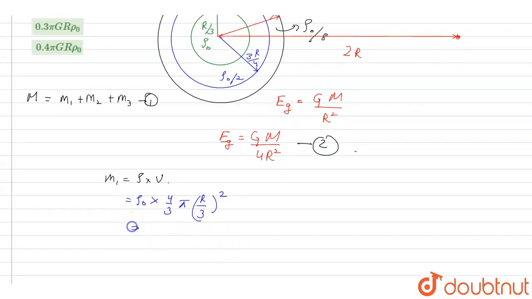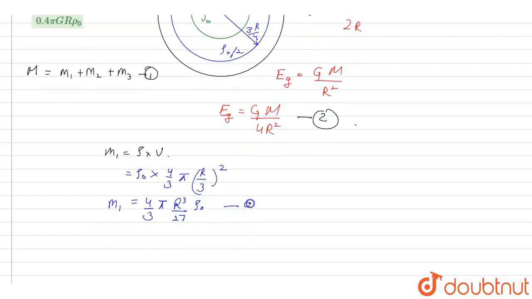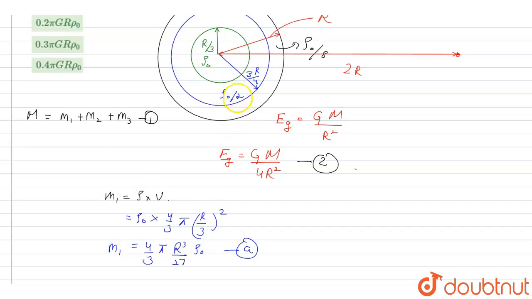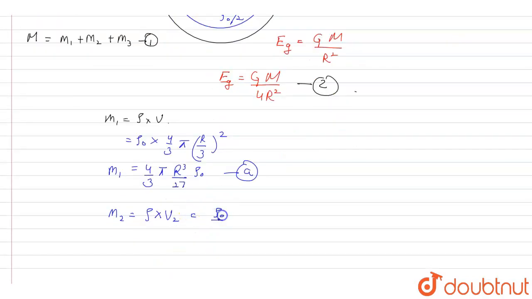So this will be equal to 4/3 πr³/27 × ρ₀, right? This will be equal to m1. Let's say this is equation A. Now to calculate m2, that is equal to ρ × V2, right? And in this case ρ is ρ₀/2, so ρ₀/2 × V2.